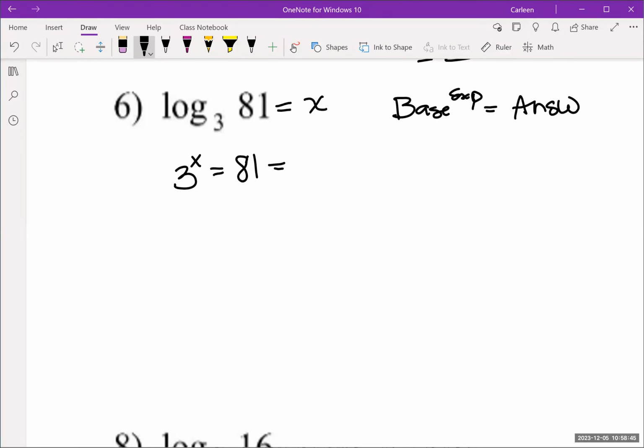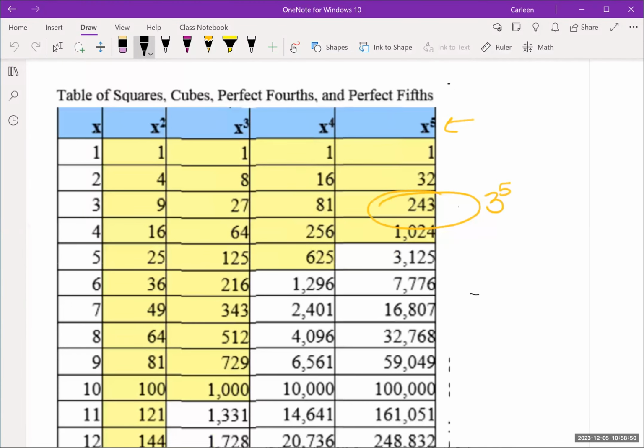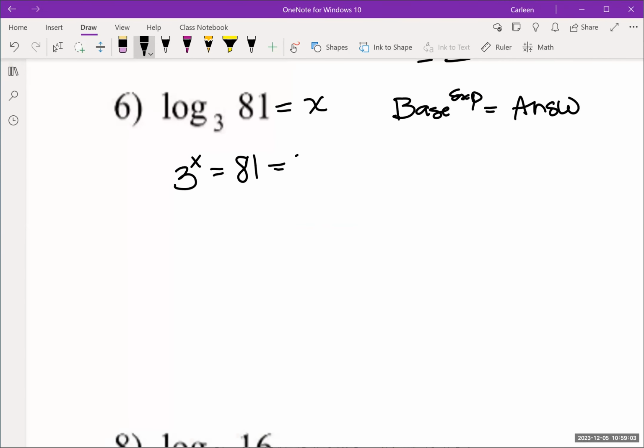Okay, now 81, I check my chart of powers. And 81 is 3 to the 4th. Does everyone see that? So that is 3 to the 4th. Now we could rewrite it, or we could just ignore this. If the bases are the same, then the exponents are the same. So I write my equation. What equation comes down?